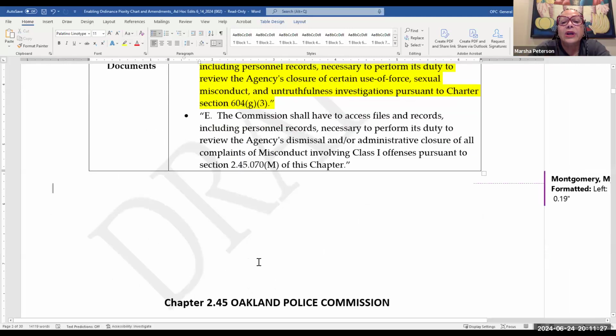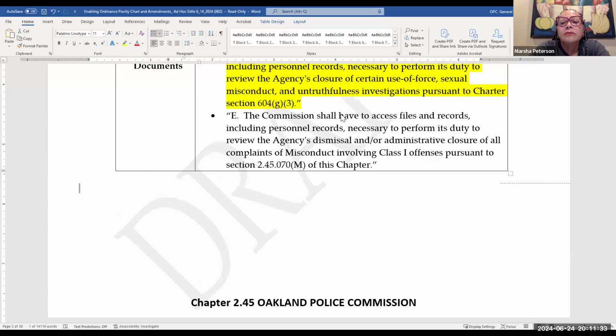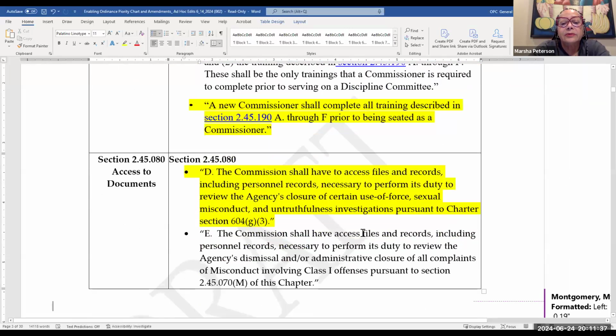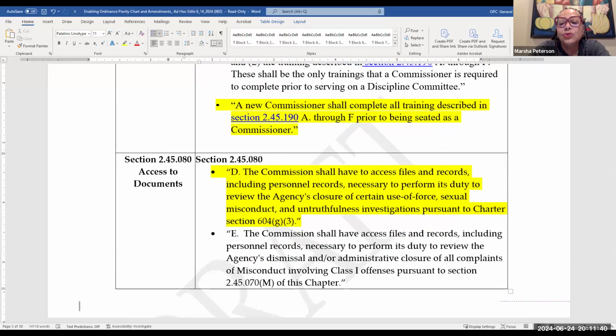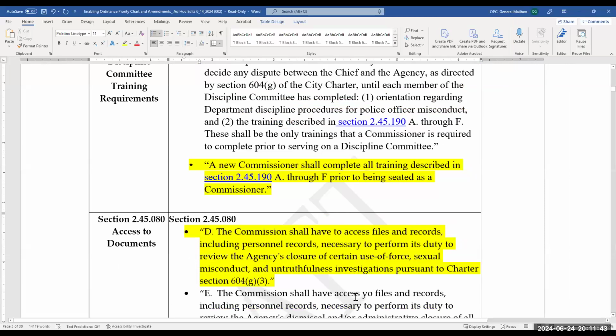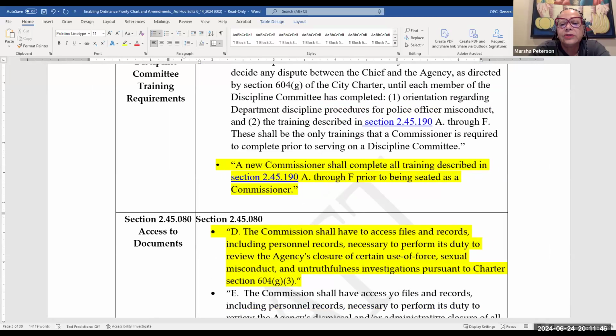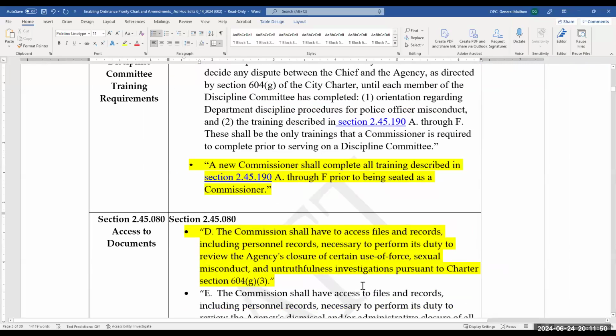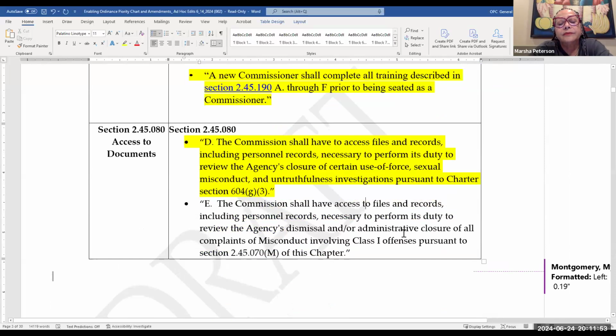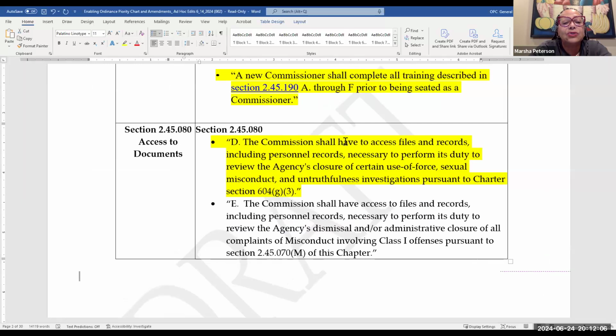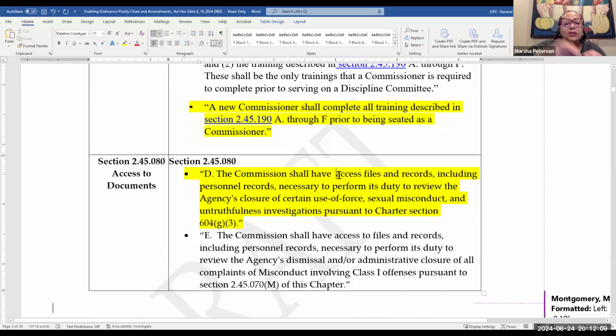Okay, so E, the commission shall have access to files and records. To files and records. My computer's being a little wonky. That's okay. Okay, there you go. That's fine. So let's move on. And we have to keep in mind that section 2.45.80 needs to be reconciled with this language we've put here.